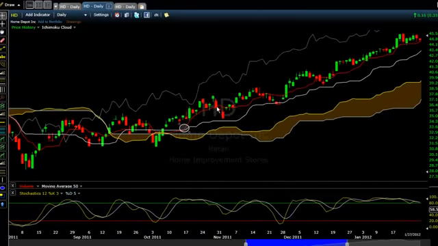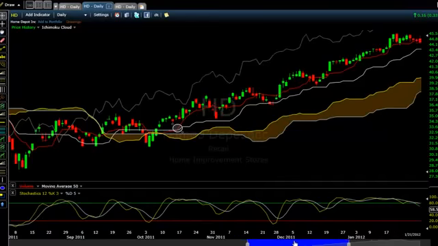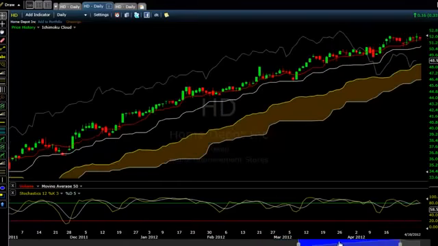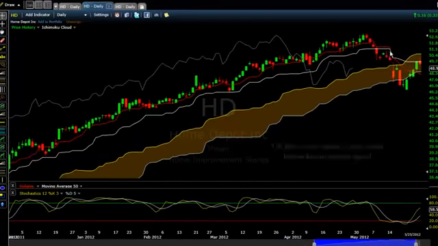until the red line crosses down below the white line. The Tenkan crosses the Kijun, or TK cross to the downside. You don't have that occur until here in May, several months later. So that's the significance of the TK cross.